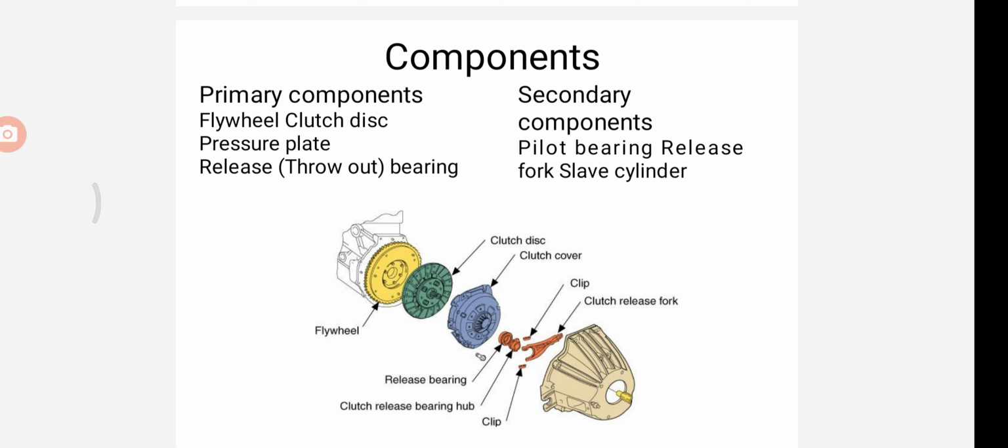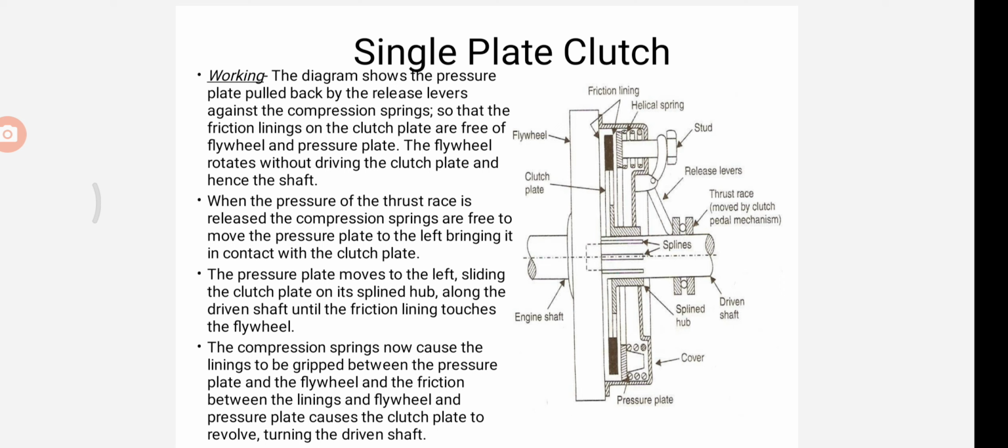So this is the single plate clutch. A single plate clutch has only one plate. See the diagram, it has only one plate of clutch, located in between the flywheel and the pressure plate. In this diagram we can see the flywheel, after that the clutch plate. Here only one clutch plate is located, so it is known as the single plate clutch.